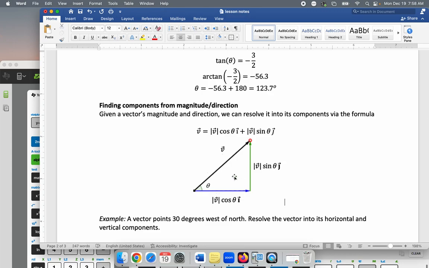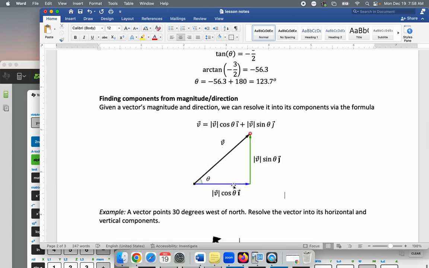Well, it's really clear if you just look at the following diagram that I've got right here. Here's a vector v, and it's pointing in some direction. You can see that the angle is theta. Well, I claim that first of all, this blue vector down here is in fact the magnitude of v cosine theta i. Now, why is that true? Well, the length of this vector is definitely the length of v times the cosine of theta.